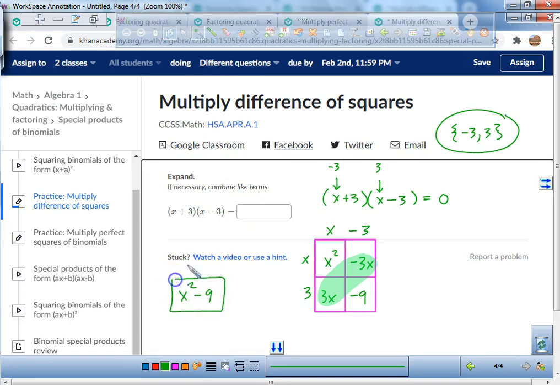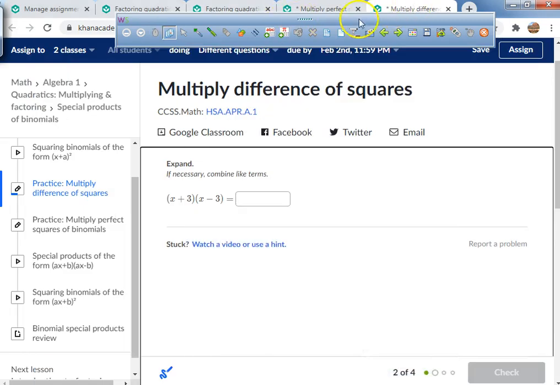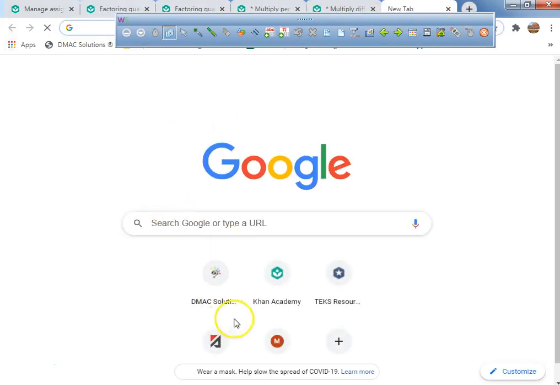So the shortcut is just do the first terms and the last terms, because in the FOIL method, these will always add together to equal 0. So you just need to focus on the product of the first terms and the product of the last terms. Now, if you're wondering what I was talking about in quadratics, I want to make sure you are clear on that. So check this out.